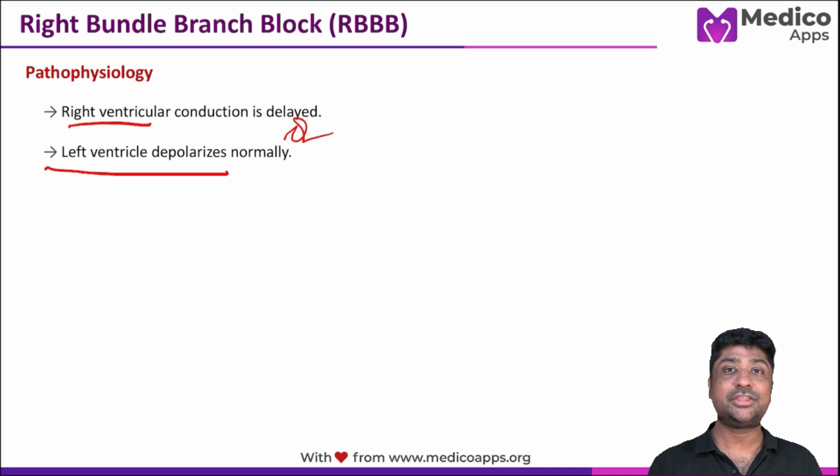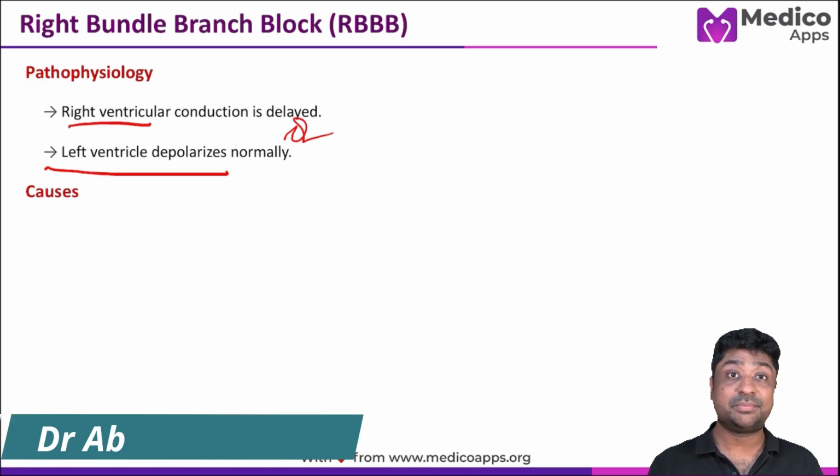This means that initial ventricular activation proceeds through the usual route, but the right ventricular activation is prolonged, causing a widened QRS with specific changes on the ECG. Now let's turn to the causes of RBBB.